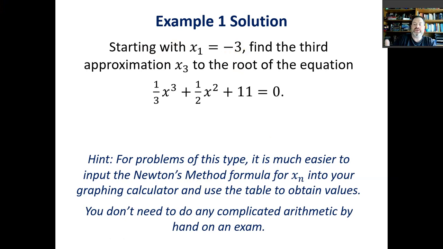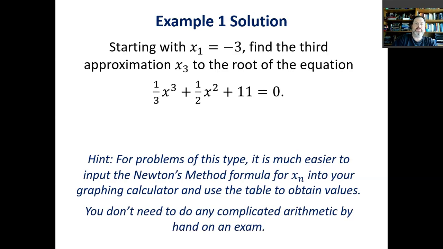You should have been using it for the MPQ function and some other stuff earlier. For problems of this type, it is much easier to input the Newton's method formula for xn into your graphing calculator and use the table to obtain values. You don't need to do any complicated arithmetic by hand on an exam. You're going to see some mega complicated arithmetic in here. Okay? Especially the problems that require 8 decimal places of accuracy. Use your calculator to do the work.